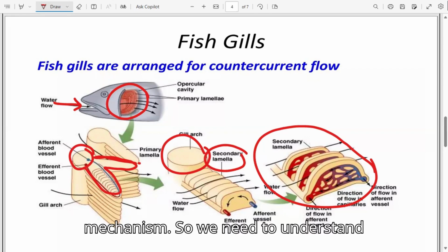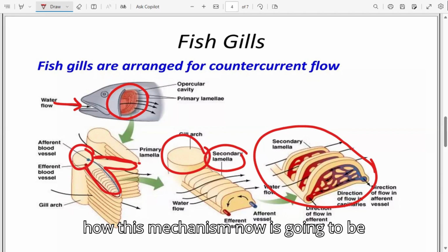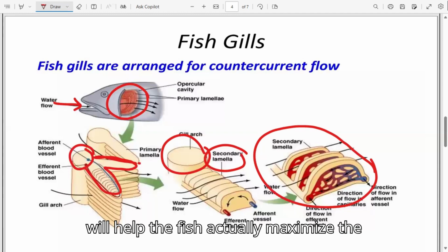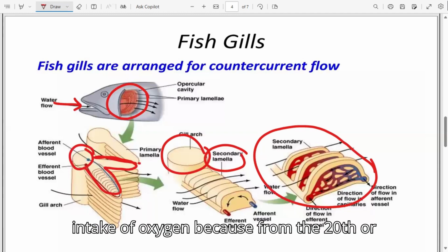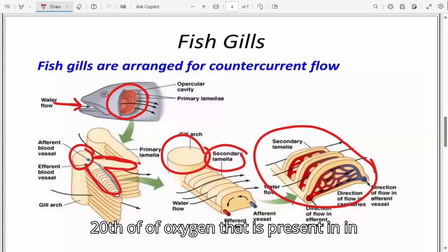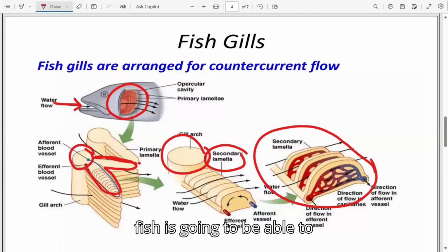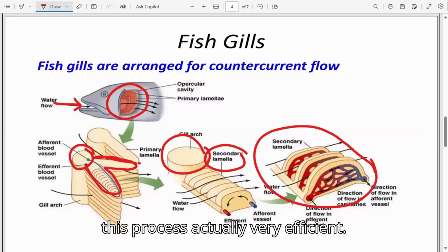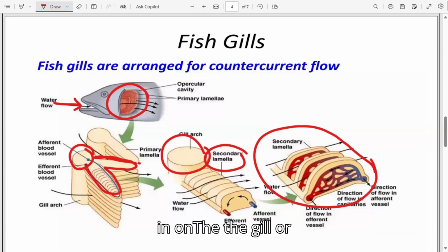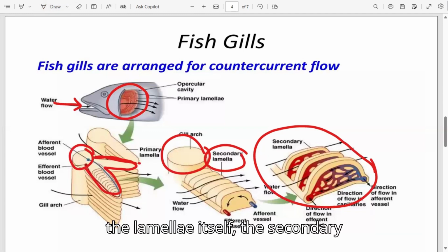So we need to understand how this mechanism will help the fish maximize the intake of oxygen. Because from the 20th of oxygen that is present in the water, you're going to find that the fish is able to take up 80 to 90% of that oxygen into the bloodstream, thereby making this process very efficient. And how is that happening? Let's zoom in on the gill, the secondary lamellae itself.